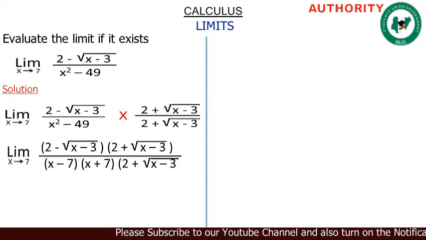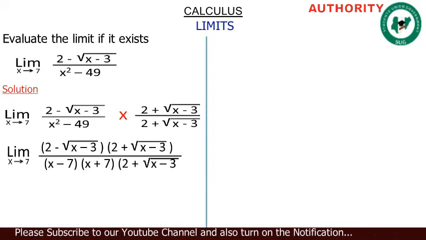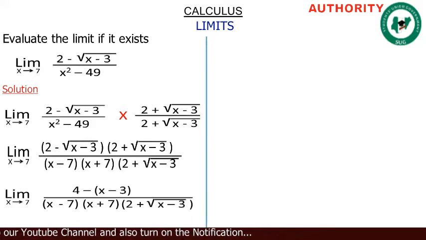Now let's go. In our numerator, we have 2 minus square root of x minus 3 in bracket and 2 plus square root of x minus 3. If we perform this operation, we are going to have 4 minus x minus 3. Please, if you don't understand this, watch our tutorial on conjugate operation so you understand better.